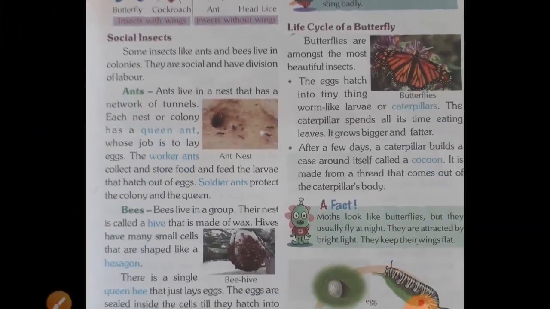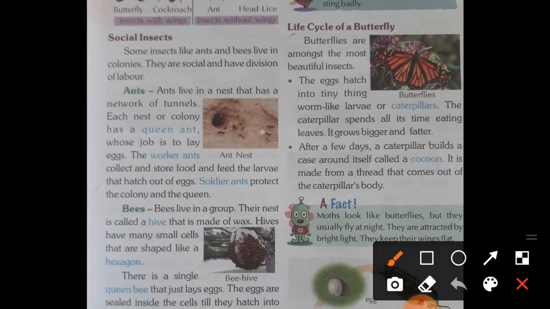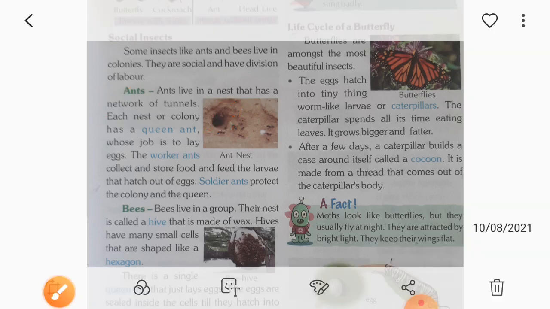Now come on to the next page. Social insects. Social means those that we see most often, those that live in society. Some insects like ants and bees live in colonies. They are social and have division of labor. Ants live in a nest that has a network of tunnels. These are the tunnels you can see in this picture. This is a tunnel. Each nest or colony has a queen ant.